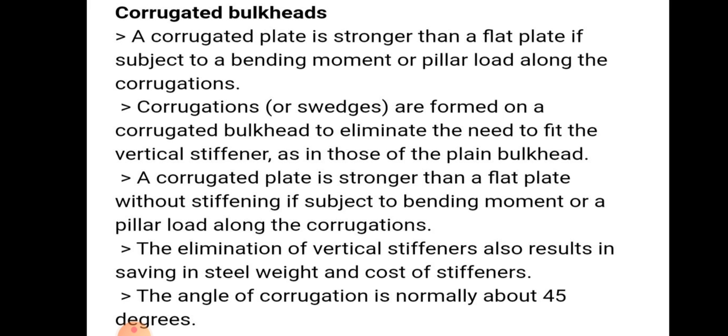A corrugated plate is stronger than a flat plate without stiffening if subject to bending moment or pillar load along the corrugation. Elimination of vertical stiffeners also results in saving in steel weight and the cost of stiffeners.